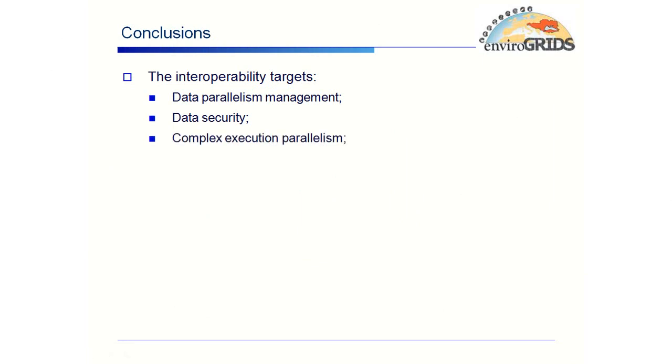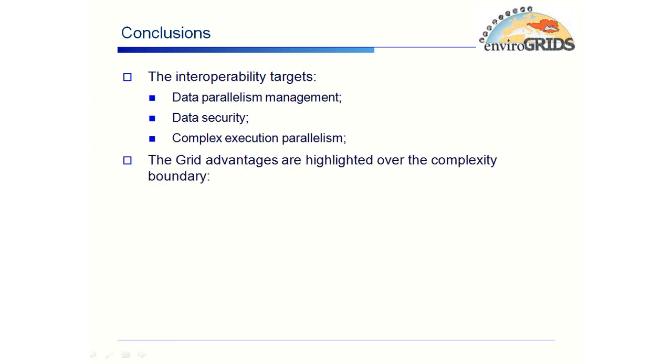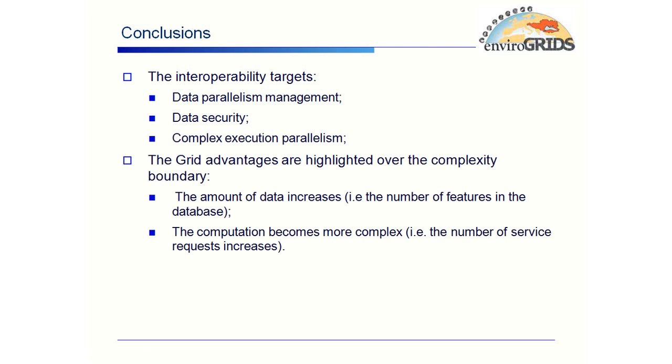The interoperability between geospatial and grid infrastructures targets data parallelism management, data security, complex execution parallelism. To conclude, the grid advantages are highlighted over a certain complexity boundary, which depends also on the amount of data and on the number of requests.